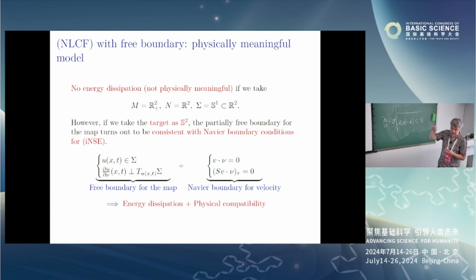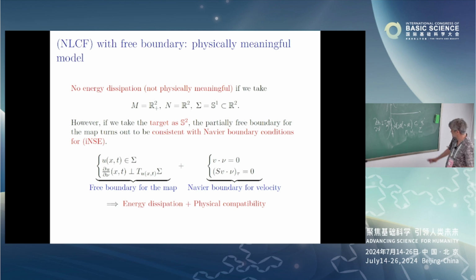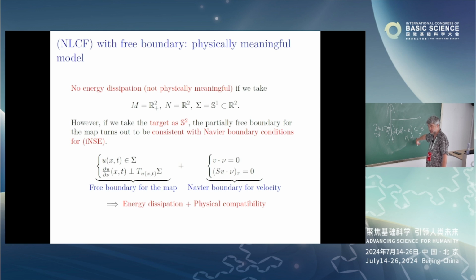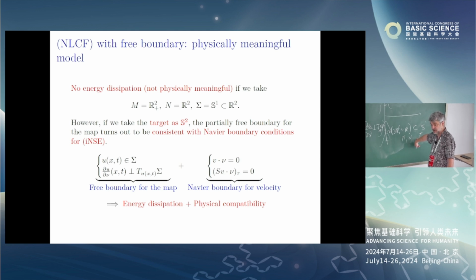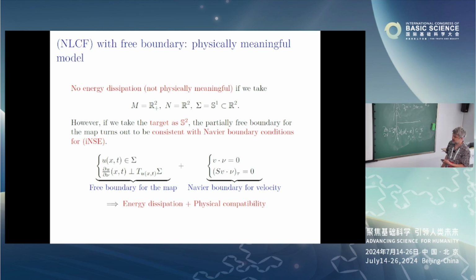Once again, when you have this harmonic map with free boundary, you have three manifolds, right? The domain, the codomain, and the manifold constraining the map. If I take the codomain to be Euclidean and S1, the system you derive doesn't dissipate energy. But if I take the codomain to be the sphere and sigma to be a curve on the sphere, then actually it does dissipate energy, and even better, the Navier boundary condition appears naturally, okay?